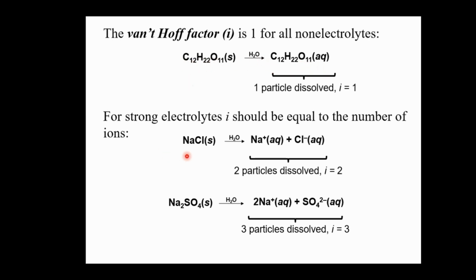Now here's the sodium chloride. It dissociates into a sodium cation and chloride anion, and you get 2 particles dissolved. And here's something like sodium sulfate. It dissolves in water, and you're going to get 2 sodiums floating around, and 1 sulfate.